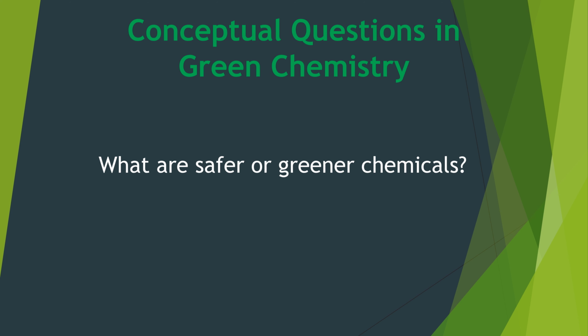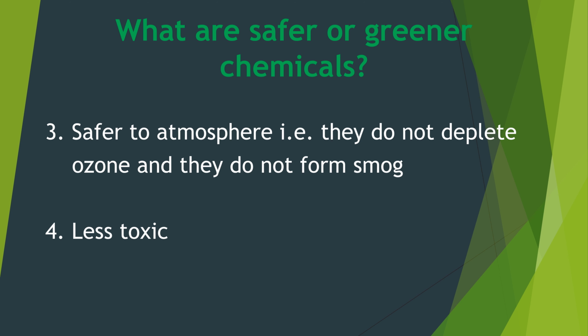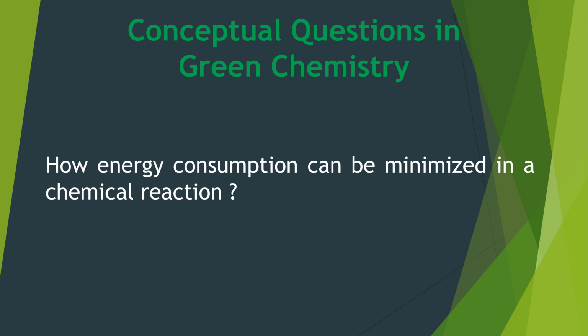What are safer or greener chemicals? Safer or green chemicals are recyclable or biodegradable after use, inherently safer with regard to accident potential. Safer to atmosphere, it means they do not deplete ozone layer and they do not form smoke and they are less toxic.